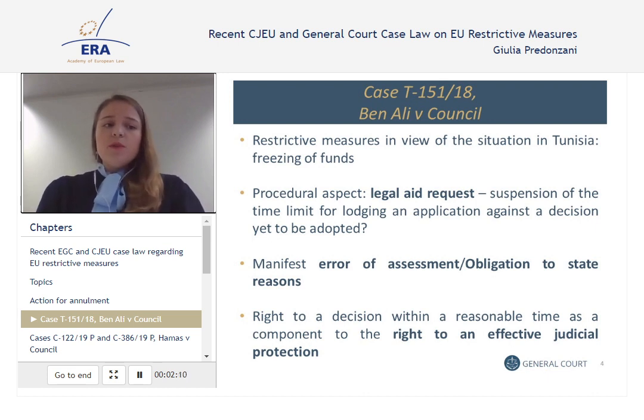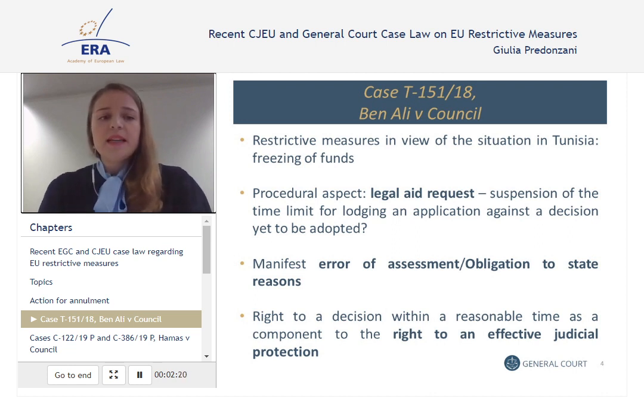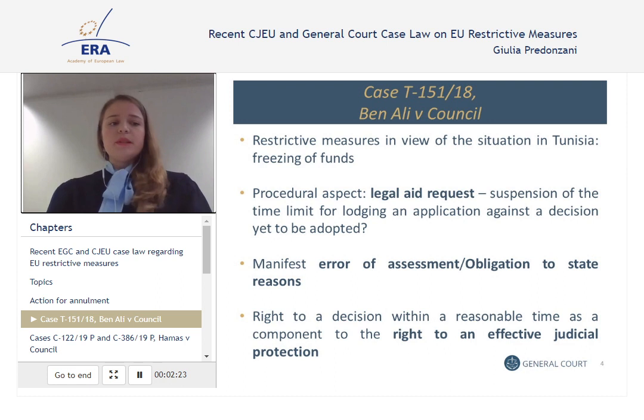And therefore, before ruling on the substance of the case, the General Court ruled on the admissibility of the action insofar as it was directed against this second decision. More specifically, it dealt with the question whether, for the purposes of assessing compliance with the time limit for bringing an action, the suspension of time limits resulting from the application for legal aid relating to the 2018 decision also applied with regard to decision 2019-135, insofar as the application sought the annulment of both decisions.